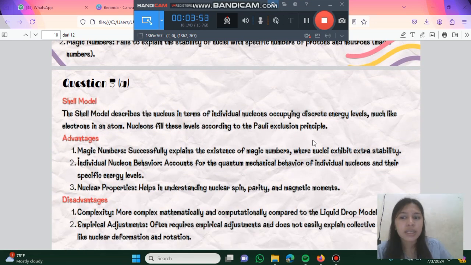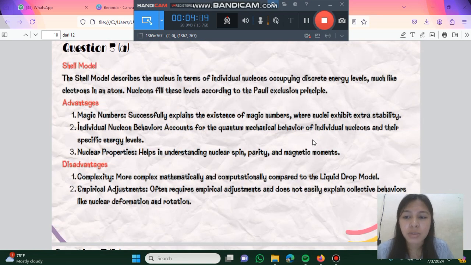The next is the shell model. The shell model describes the nucleons in terms of individual nucleons occupying discrete energy levels, much like electrons in an atom. Nucleons fill these levels according to the Pauli exclusion principle. So the advantages: number 1 is magic numbers. It successfully explained the existence of magic numbers where nuclei exhibit extra stability. Number 2, individual nucleon behavior, accounts for the quantum mechanical behavior of individual nucleons and their specific energy levels.